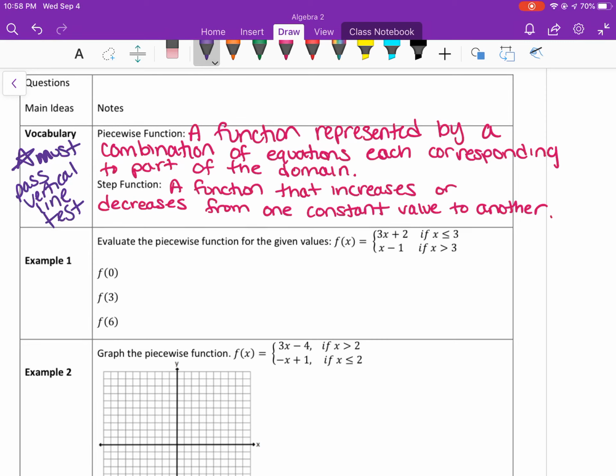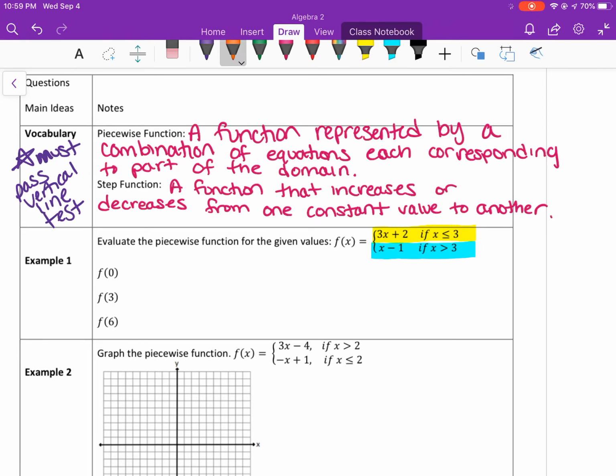So here is a function that's represented by a combination of equations. We have f of x equals 3x plus 2, and we have f of x equals x minus 1. And then each equation corresponds to a different part of the domain. 3x plus 2 corresponds to when x is less than or equal to 3, and x minus 1 corresponds to if x is greater than 3. So two equations corresponding to different parts of the domain.